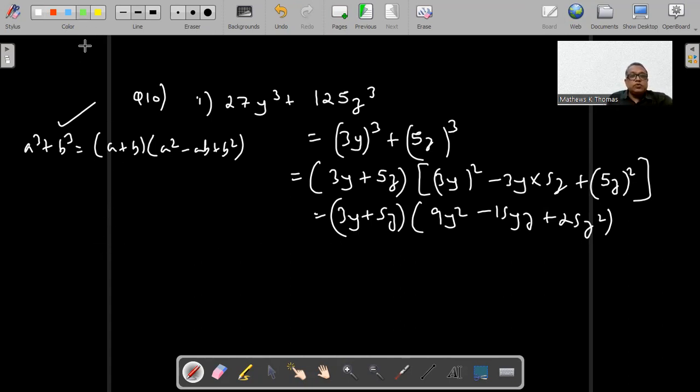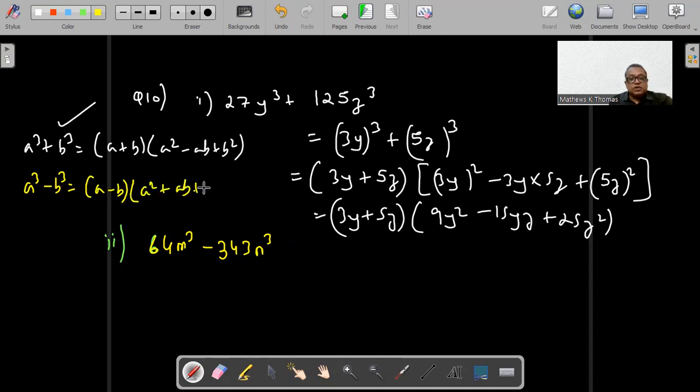And similarly, we will do the second part. In the second part, obviously, there is another identity to be used. This is 64m cube minus 343n cube. This is the question. 64m cube minus 343n cube. Now, here I have to use a cube minus b cube. That is a minus b, a square plus ab plus b square. Okay, there's a difference in this and this because here it's positive, here is negative.